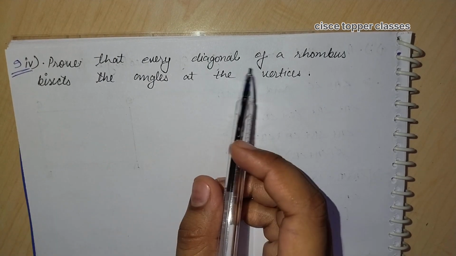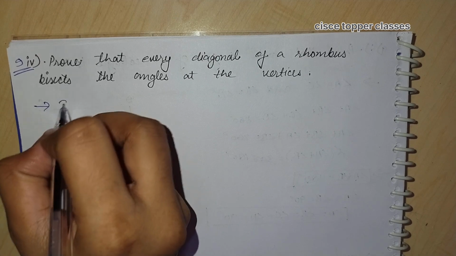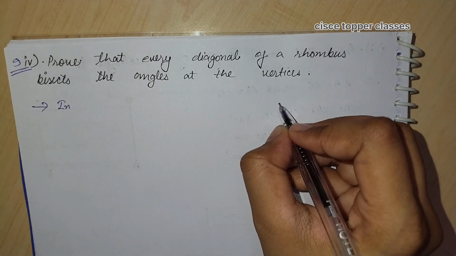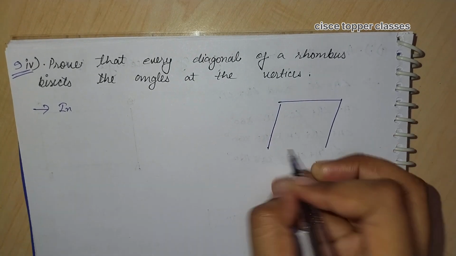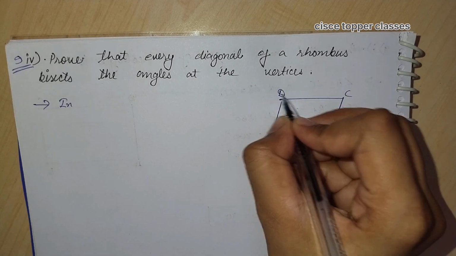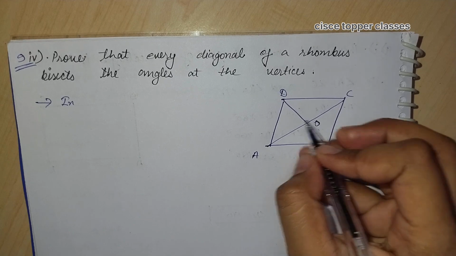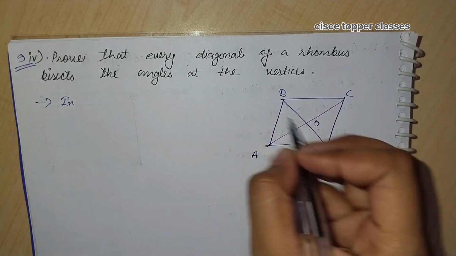We have to prove that every diagonal of a rhombus bisects the angle at the vertices. So firstly, let us draw this rhombus here. Let it be A, B, C, D, and this will be the O, and we are taking the triangles AOD and COD.